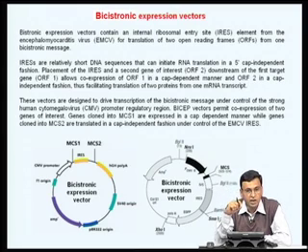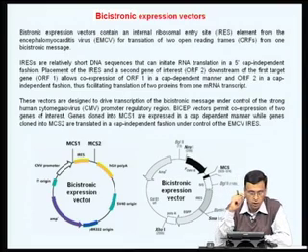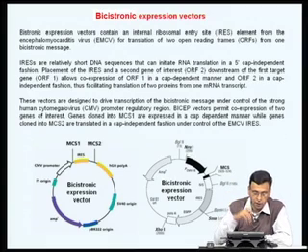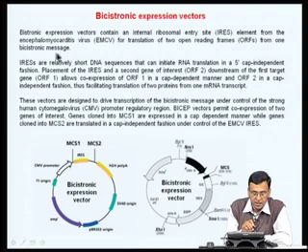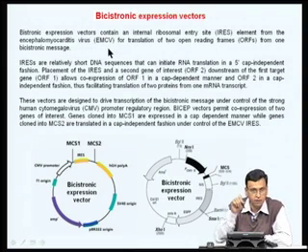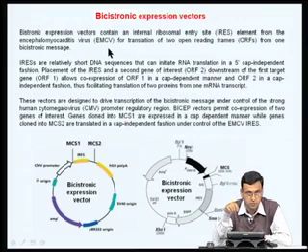Now there are also what are called bicistronic expression vectors, and they incorporate a very unique feature called internal ribosome entry sites. Let us now discuss what these are. Bicistronic expression vectors contain an internal ribosome entry site, abbreviated as IRES element, usually derived from the encephalomyocarditis virus or EMCV for translation of open reading frames.